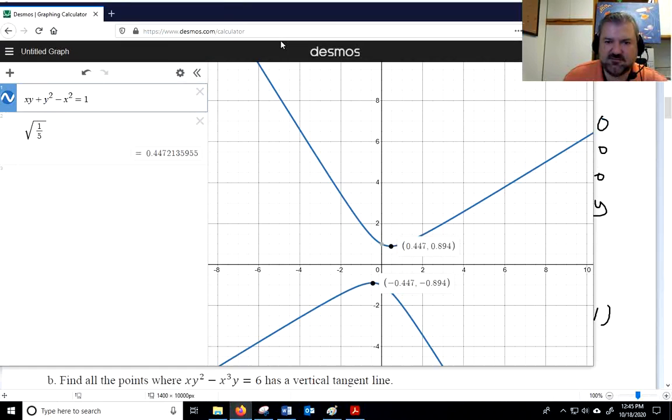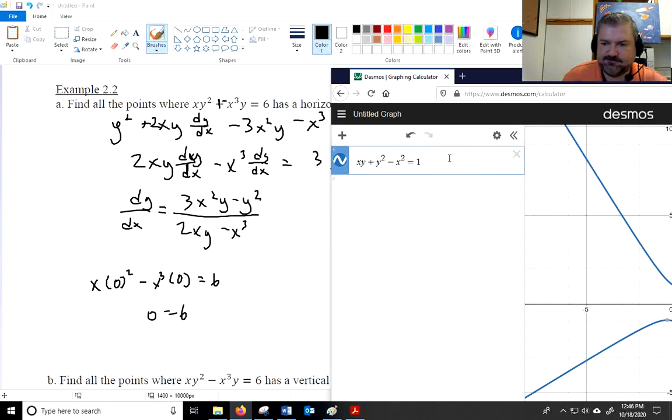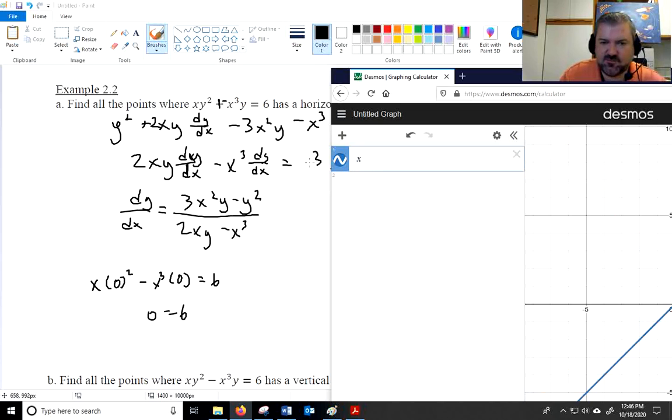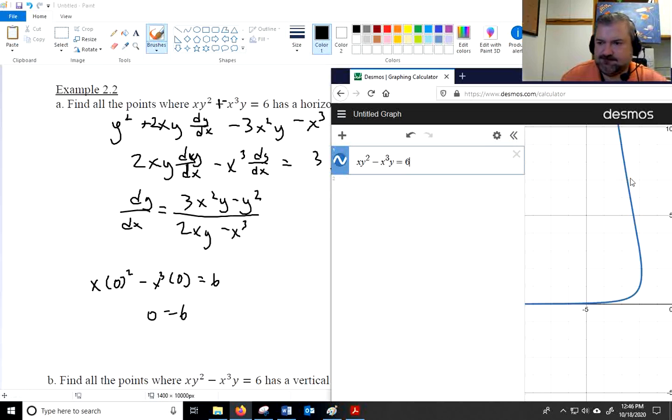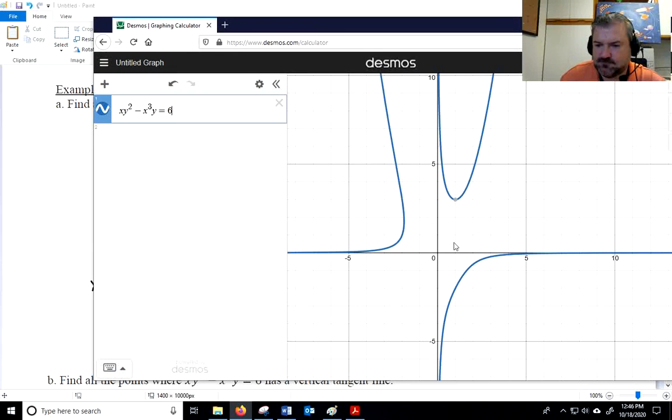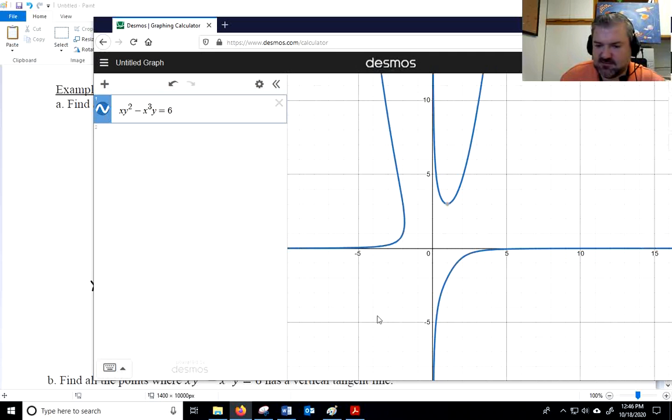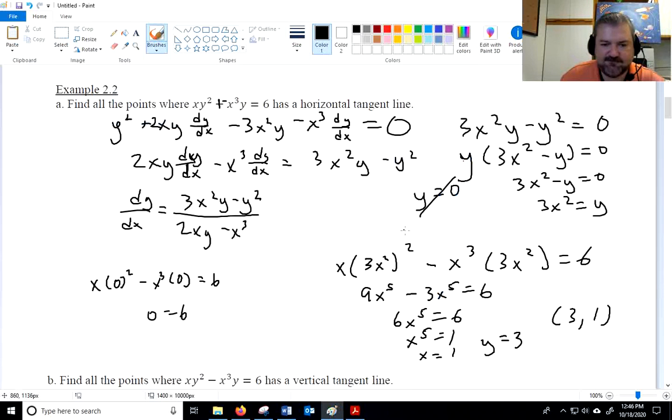Let's check it out. xy squared minus x cubed y. One comma 3. That's it. That's our guy that has the horizontal tangent line. All right. Well, what about a vertical tangent line?